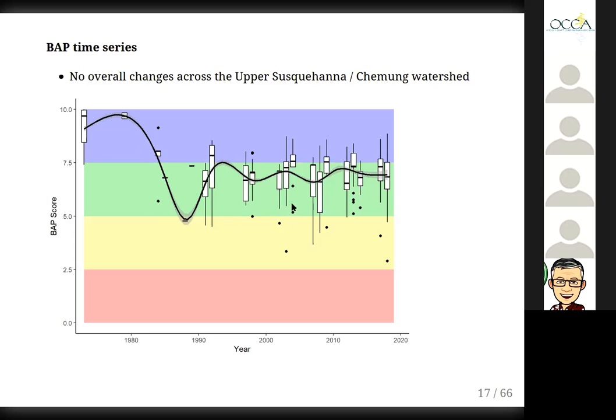But as you can see, most of the scores that they've collected are well within the slightly impacted zone, and some of them are in the non-impacted zone, and there's only a few that stray down to the moderately impacted zone.